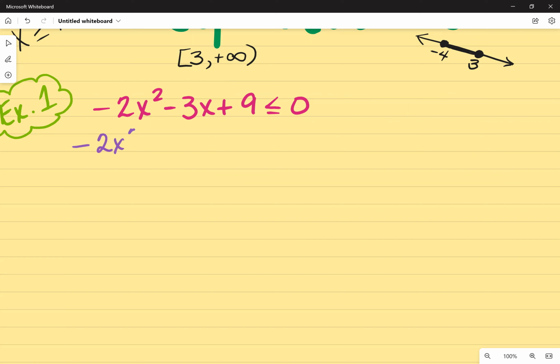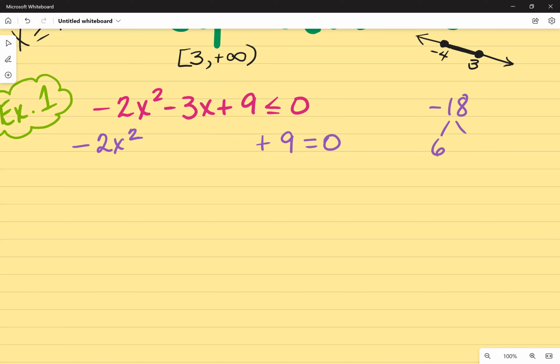Negative 2x squared is my first term. I'm going to leave some space. Plus 9 is my last term. And as I said, I'm going to set it equal to 0 because I'm solving. What I want to do is take those two numbers and multiply them. I'm trying to find two numbers that will not only multiply to give me negative 18, but will add to give me this middle term, negative 3, which I'm trying to replace.